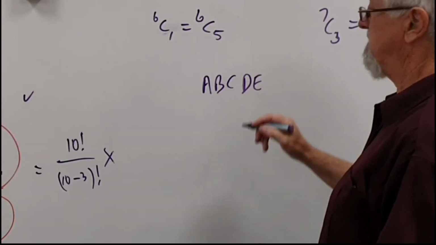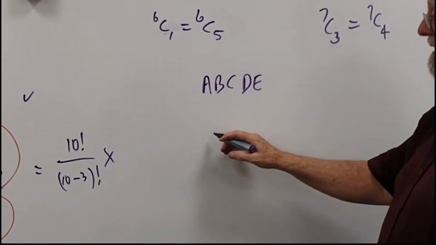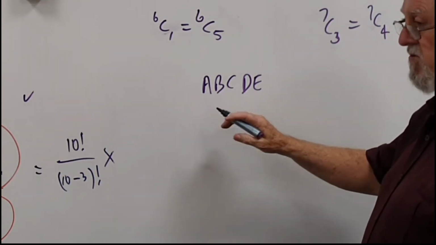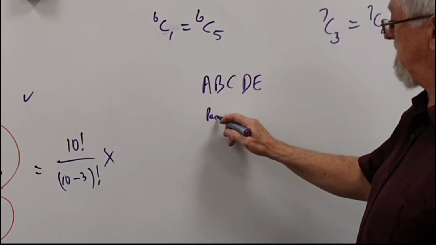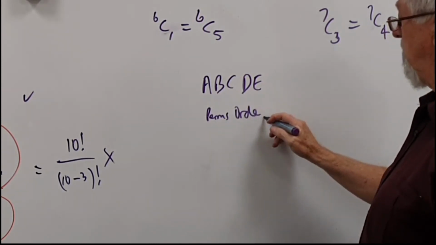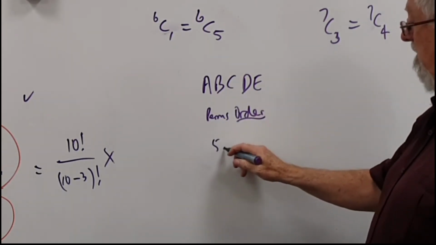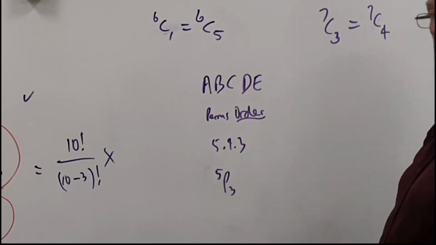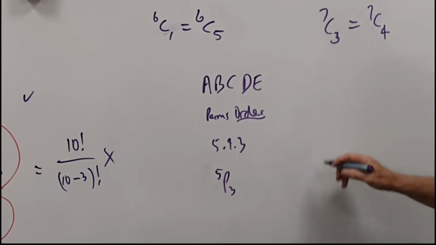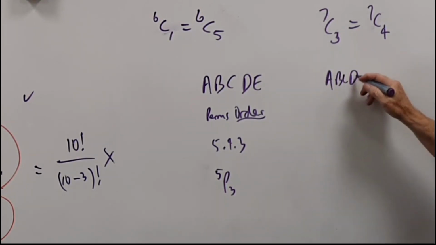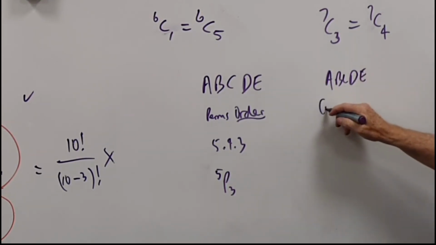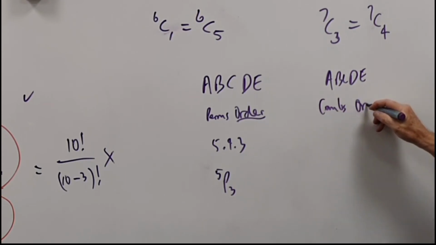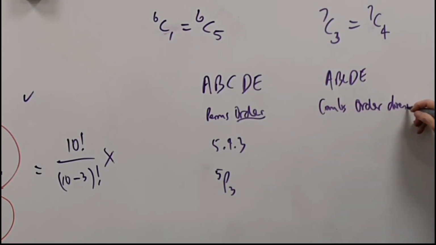So if we had A, B, C, D, E, and there's 3 we want, order doesn't matter. This is permutation, where the order matters. So that'd be 5 by 4 by 3, or you can go 5P3. And then you could think about that one: A, B, C, D, E, picking names out of a hat. Combinations, order doesn't matter.